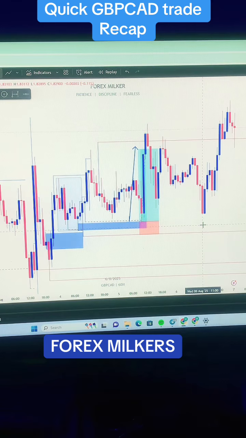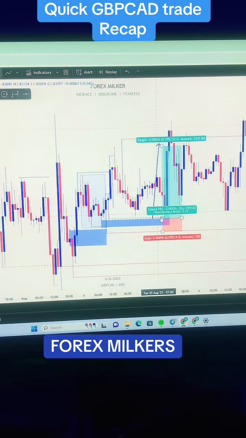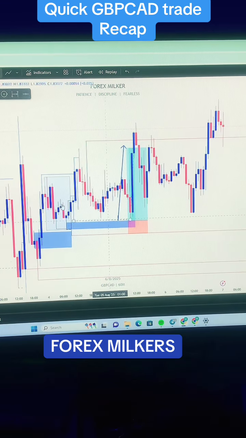It's Forex Milkers again, and I'm back with a trade breakdown of a trade that I was able to get throughout the weekend on GBPCAD. I caught some nice buys and the risk to reward ratio was a quick 1-5. This was a quick move.